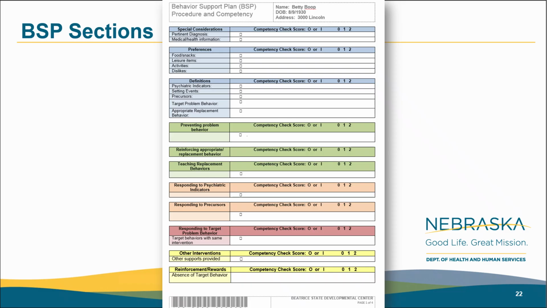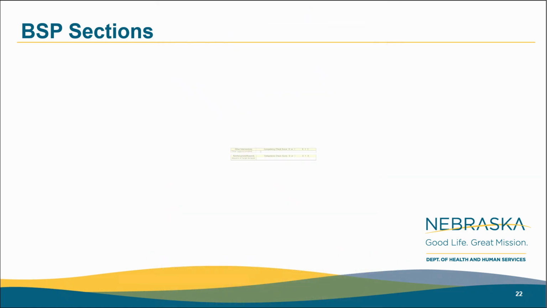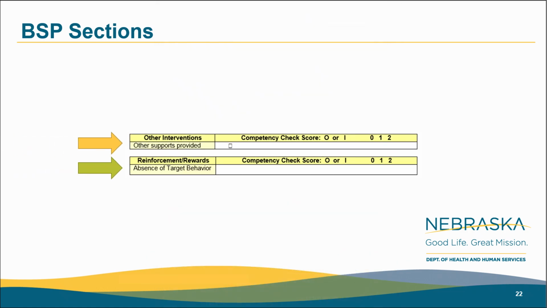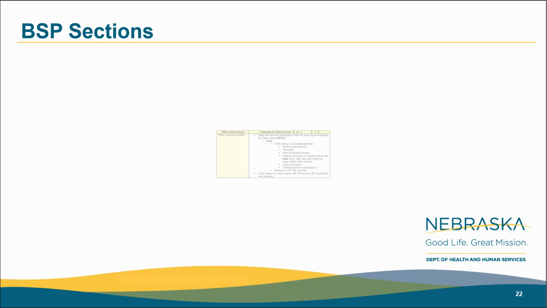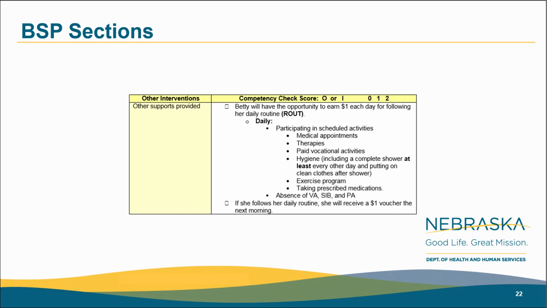The last section you'll see on the BSP covers other interventions and reinforcement programs. Like other parts of the BSP, the reinforcements here are highly specific to each individual. Also, like other parts of the BSP, this section can be quite detailed and complex, depending upon the needs of the individual for whom it was developed. Sometimes these programs involve the individual being able to earn things like preferred activities or some amount of money. In Betty's case, she can earn $1 for every day that she follows her daily routine.